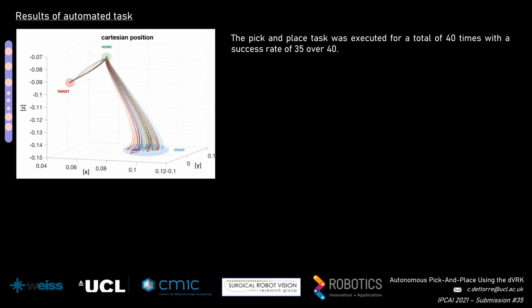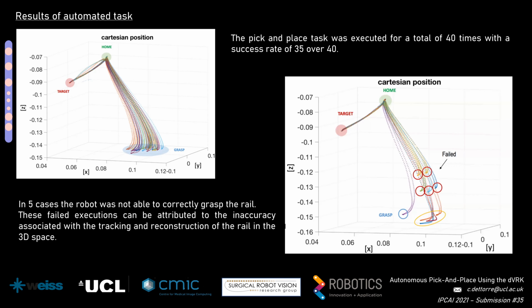Approaching the end of this presentation, I'm going to describe the results obtained from the experiments. For the automation part, we executed the task a total of 40 times, reaching a success rate of 35 executions over 40. The Cartesian trajectories of the successful tasks are shown in the image.